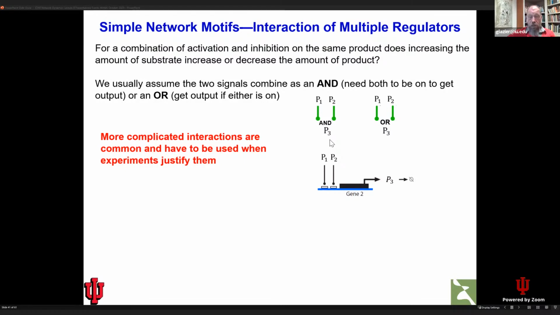Now, if I'm going to write a model of this, I have to have a hypothesis about how P1 and P2 interact with each other. I might have "and," in which case P3 is only produced if P1 is large and P2 is large. I might have an "or," in which P3 is produced if there's any P1 or if there's any P2. Or I could have some more complicated interaction.